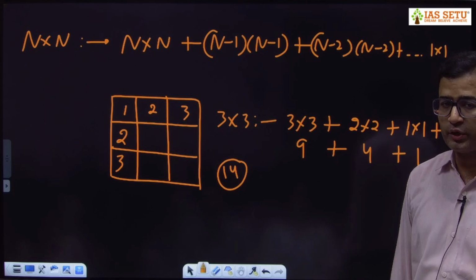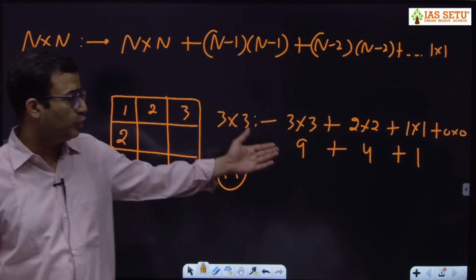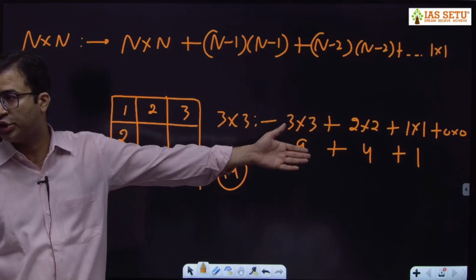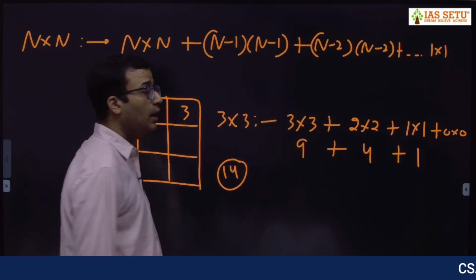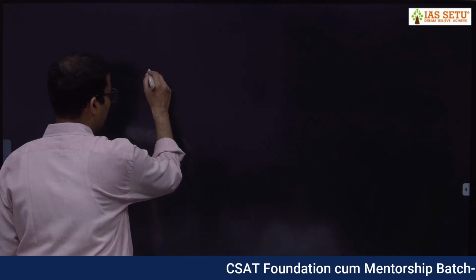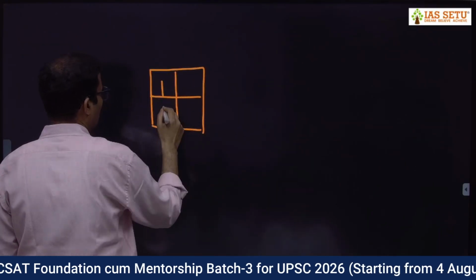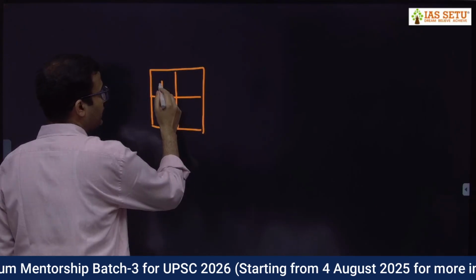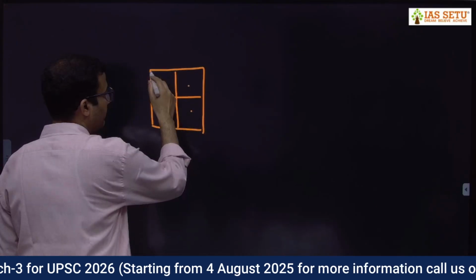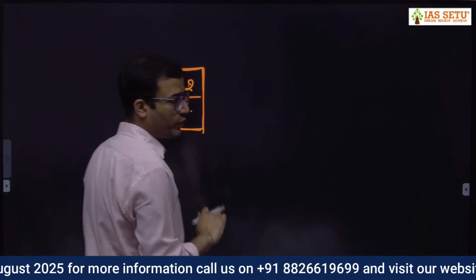Let me take 2, 3 more examples. You start with 3 into 3, then 2 into 2, then 1 into 1, then 0 into 0, stop. Let us check whether I have given you a correct formula or a wrong formula. I take a small 2 by 2 figure. If you count manually, it is 1, 2, 3, 4 and the bigger one, 5. So in this given figure, there are 5 squares.